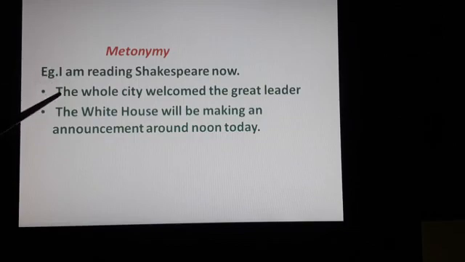Okay, the whole city welcome the great leader. Here, whole city is not going to welcome; the people in the city are. Okay, so this is metonymy, change of name. The White House will be making an announcement around noon today. White House is a building. It will not make an announcement. Actually, who will be making the announcement here? The president. But then this is called change of name. So it is a metonymy.